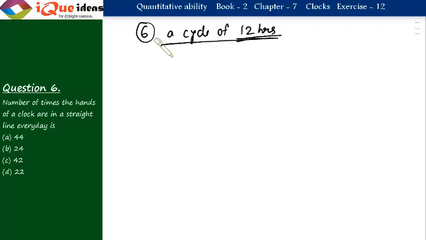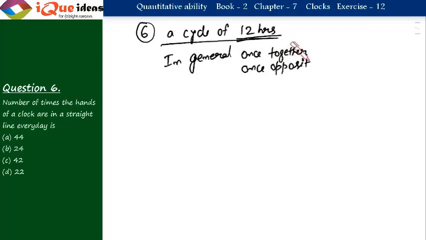It's because within every hour they're going to meet once and they're going to be exactly opposite to each other. So in general, I'm not saying exactly, in general, once together and once opposite, and in both cases we can say that they are in a straight line. So in general it is 2 times every hour. All right, 2 times every hour.